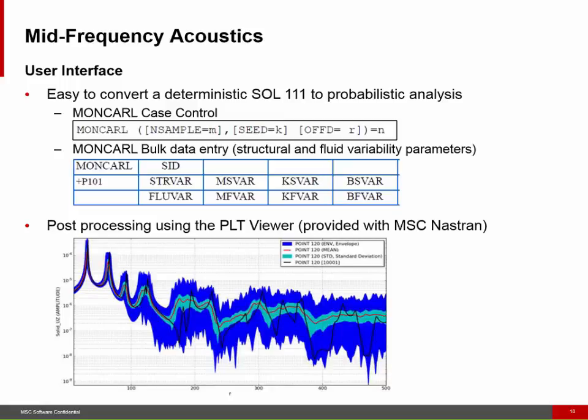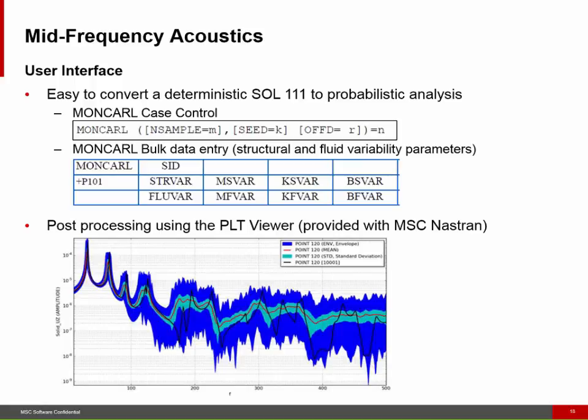So it's an easy interface. You can easily convert your deterministic solution 111 to probabilistic type of analysis with a Monte-Carlo case control, where you say how many samples you want and optionally a random seed to feed the random generator. And then you have a Monte-Carlo bulk data entry where you specify the variability parameters on both the structural and the fluid, on the mass, stiffness and damping matrices.